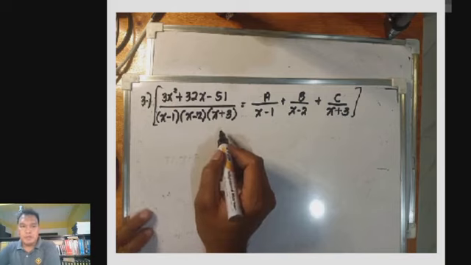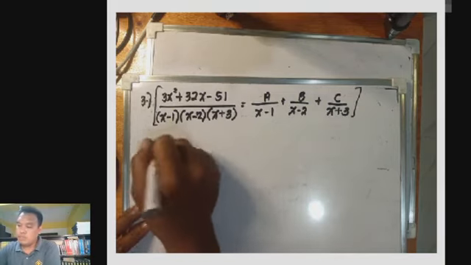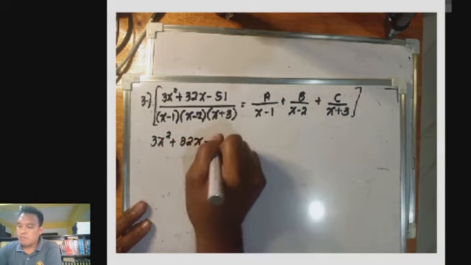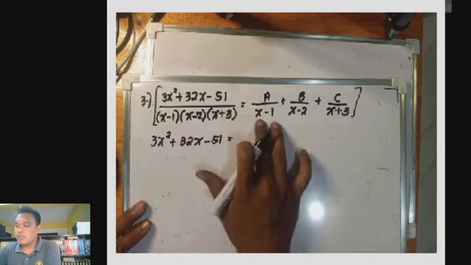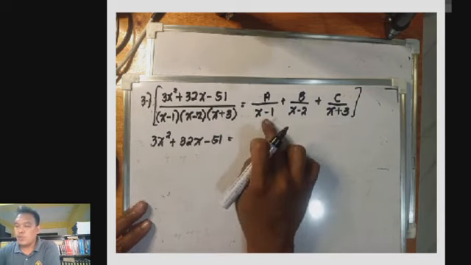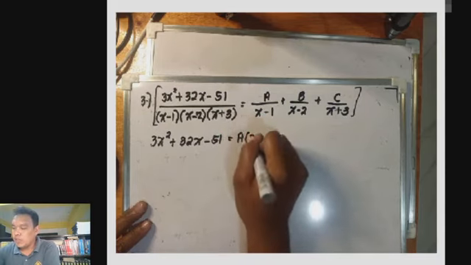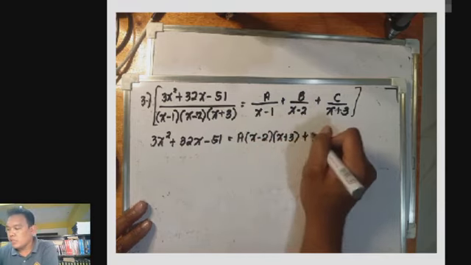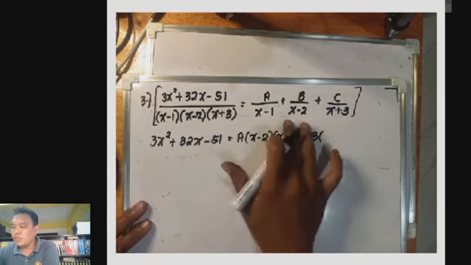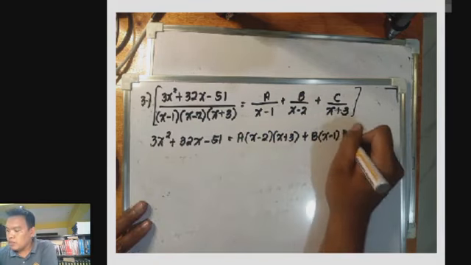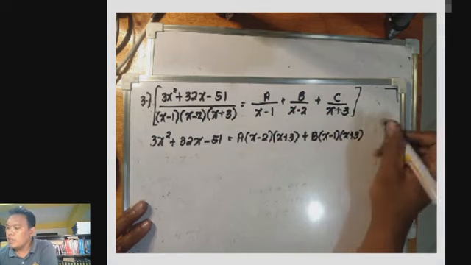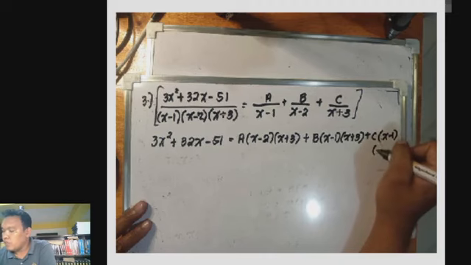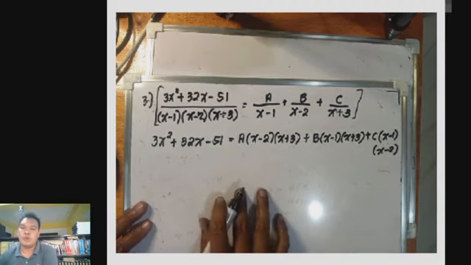Okay? So lalabas, kapag minultiply natin ito dito, lalabas yan ay 3x squared na lang po plus 32x minus 51 na lang. Then, kapag ito minultiply natin dito, matatanggal yung x minus 1. So, we have A times x minus 2 times x plus 3 plus B multiplied. Pag ito minultiply natin dito, matitira x minus 1 times x plus 3. Then, we have plus C. We have x minus 1 times x minus 2. Okay?